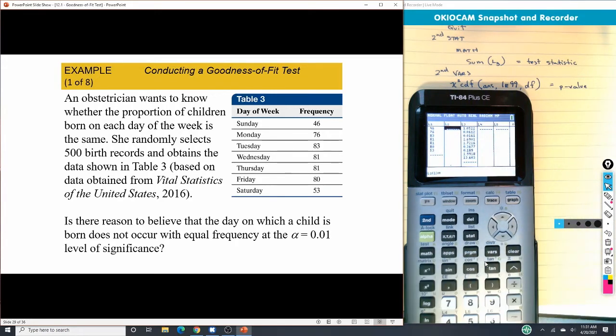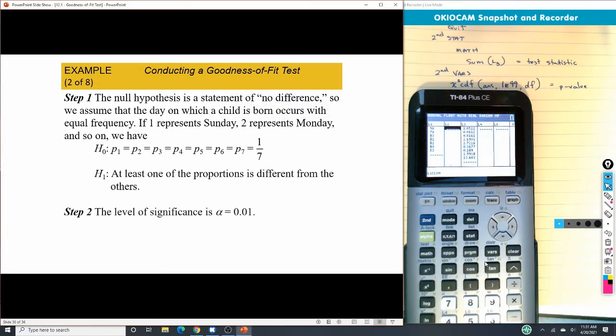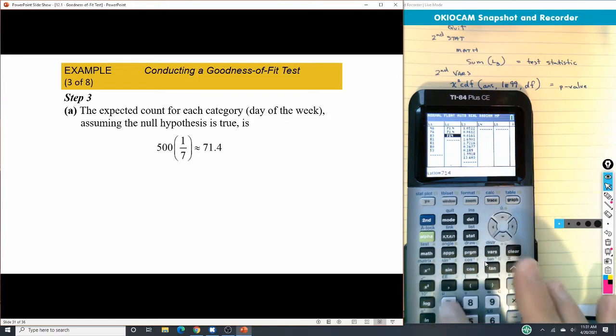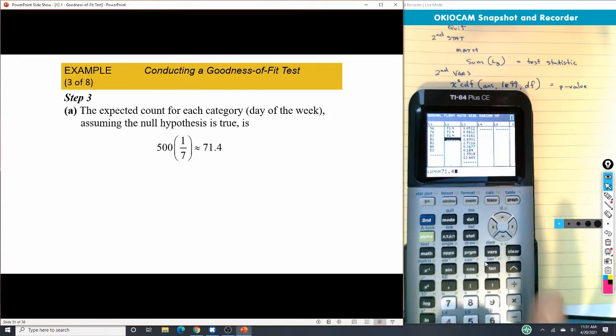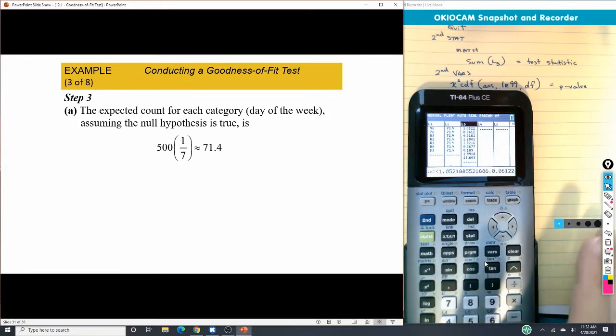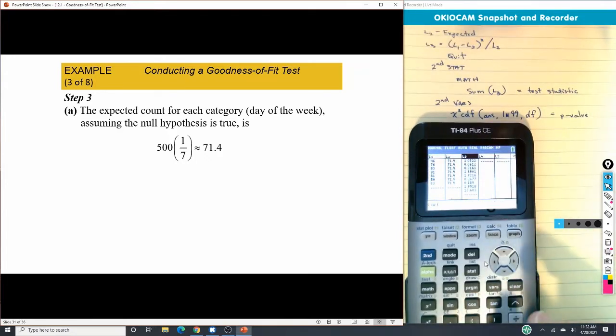And then we expected there, we did our multiplication, and all of these should be expected at 71.4. Did that one wrong, 71.4. Right. They all have the same values, okay? Now, our L3 is still going to be that same formula that we talked about up here. And so L1 minus L2 squared divided by L2. Okay, so we get those values.